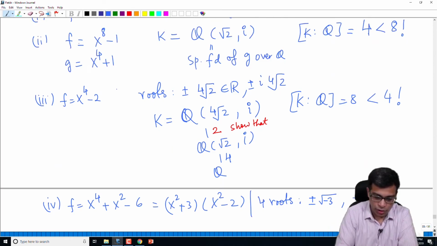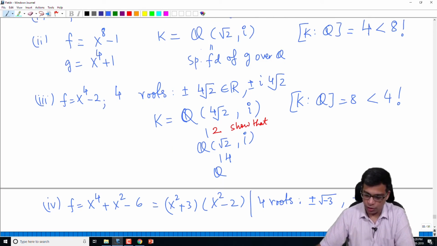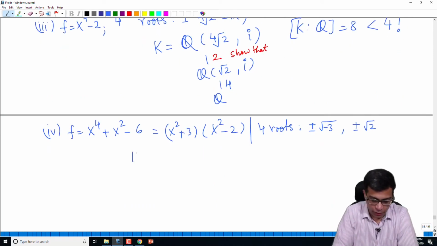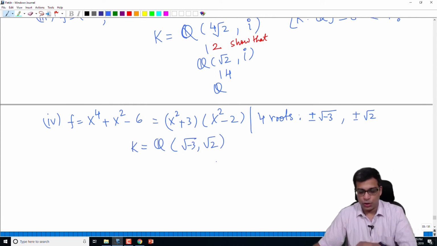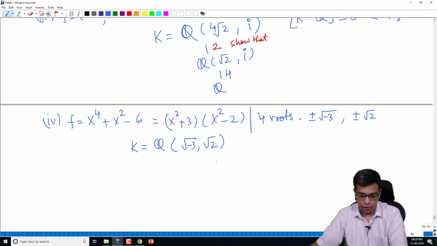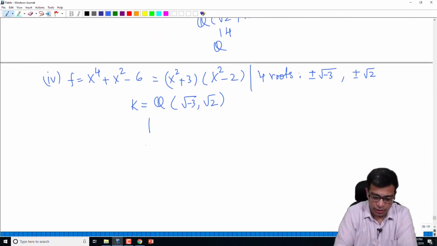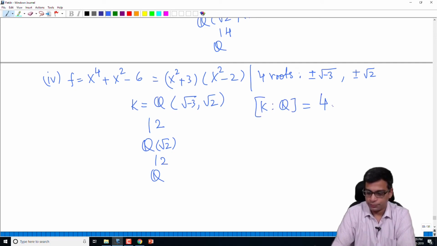In the earlier case also there are 4 roots, because it's degree 4. Here also there are 4 roots. So the splitting field is Q adjoined root of minus 3 and root of 2. Once you adjoin root of minus 3, minus root of minus 3 is already there. Once you adjoin root 2, minus root 2 is also there. And you can construct this tower. This is degree 2, this is degree 2. So K over Q is 4.